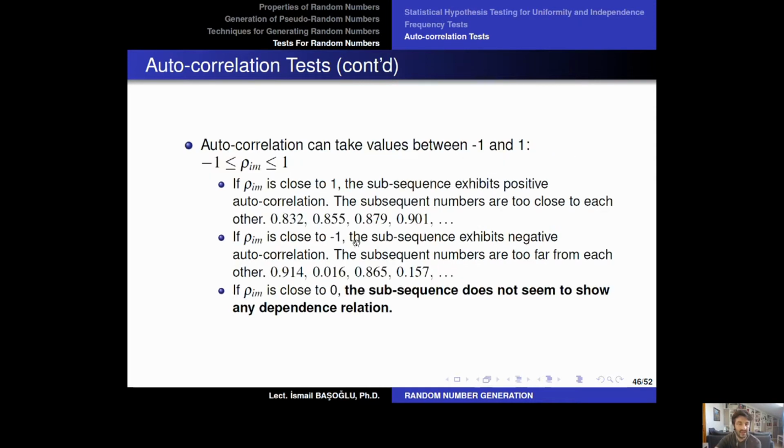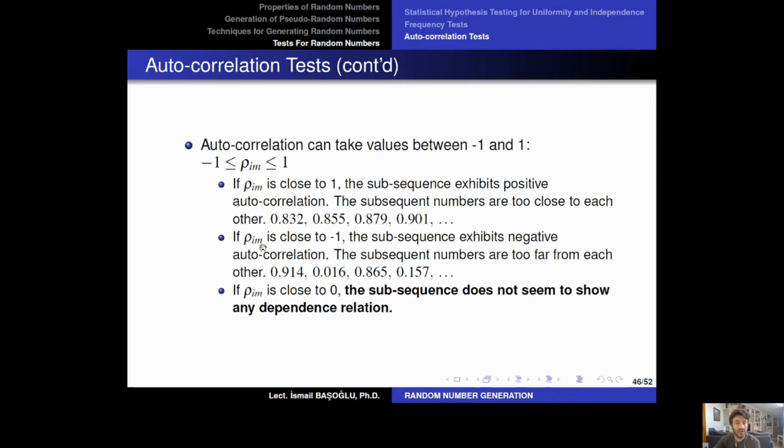And let's just say the autocorrelation test is applied and the autocorrelation estimate is very close to 1. So what does that mean? Now remember, every correlation statistic can be a real number between -1 and 1. And what does that mean if it is very close to 1? This means the subsequence exhibits positive autocorrelation, which means the subsequent numbers are too close to each other. So just like in the sequence, as you can see, every next number is just very close to the previous number. If you observe such a situation, then the autocorrelation will become close to 1.